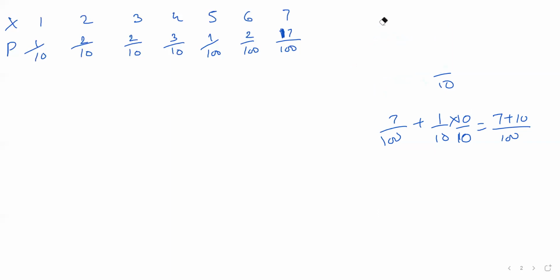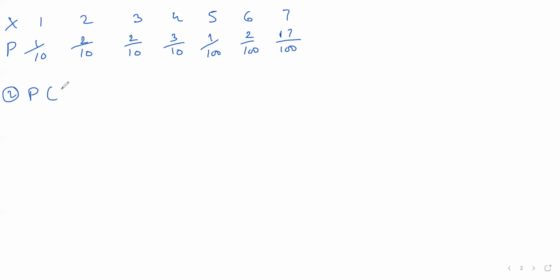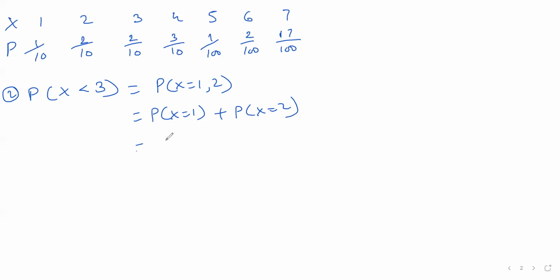So now this is a probability distribution. Now we'll answer the further questions. Sorry, by mistake I wrote it as 7, that's why it was getting confusing. The second is P that X should be less than 3. X less than 3 means it has to be 1 or 2. So it is the probability that X is 1 plus the probability that X is 2. That is 1 by 10 plus 2 by 10, that is 3 by 10.